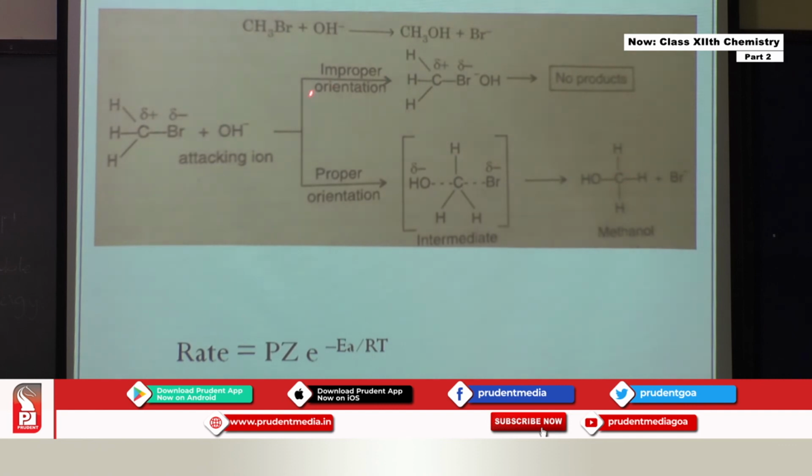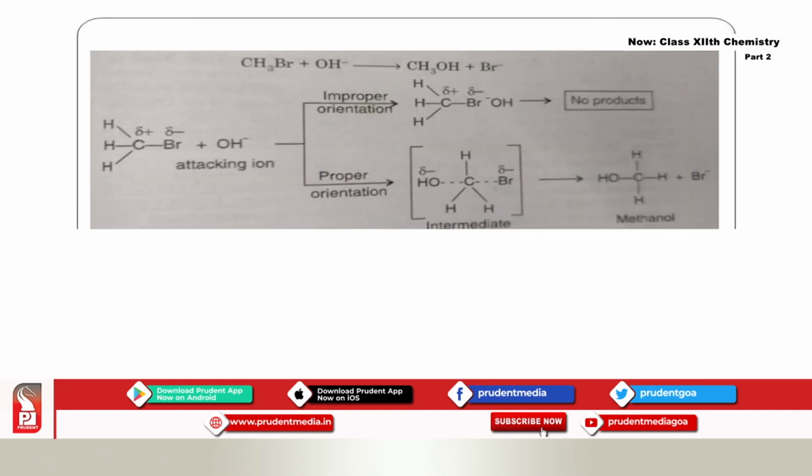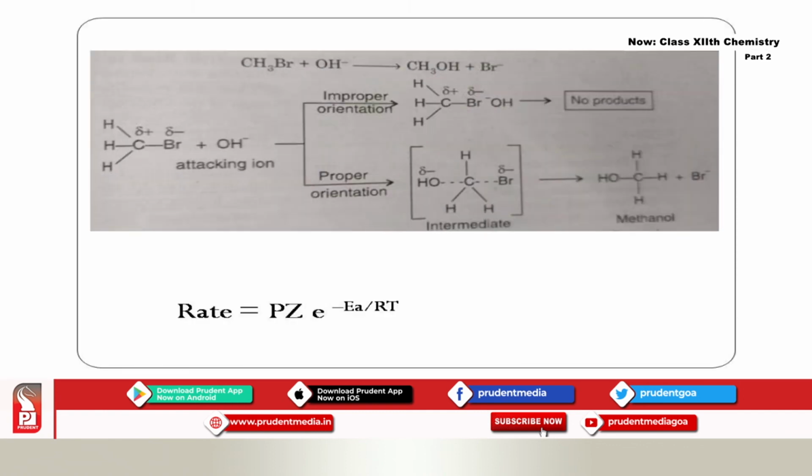For products to be formed, the reactant molecules have to be oriented properly. The nucleophile, OH minus, has to attack from the opposite direction of the leaving group. So, if bromine is here, OH has to attack from the opposite direction. There is simultaneous attacking of the nucleophile and the leaving group leaving the carbon atom in this mechanism, and then you have the formation of methanol. This is the meaning of proper orientation, that is, the reactant molecules have to be oriented properly for the reaction to take place, which can be best explained using the SN2 mechanism.